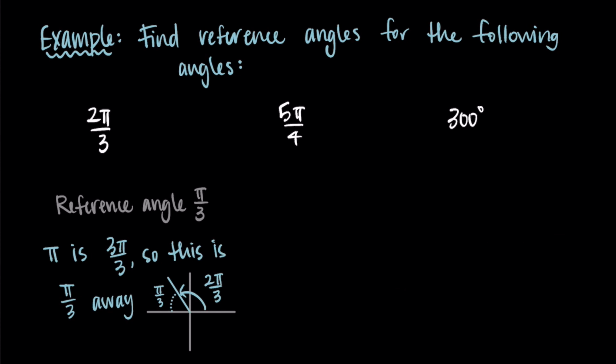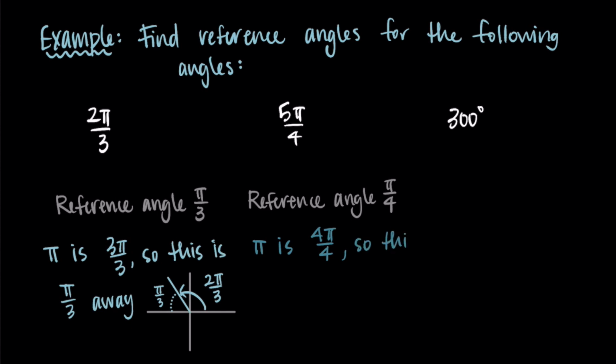Okay, so for 5 pi over 4, if we use our pattern that the denominator corresponds to the reference angle, we would say that the reference angle is pi over 4. Again, I'm going to use my same reasoning by looking at pi. Pi would be 4 pi over 4. 4 over 4 is 1, so 4 pi over 4 is 1 pi. And so if we have 5 pi over 4, this is 5 pi rather than 4 pi, and so it's 1 pi over 4 past the pi mark.